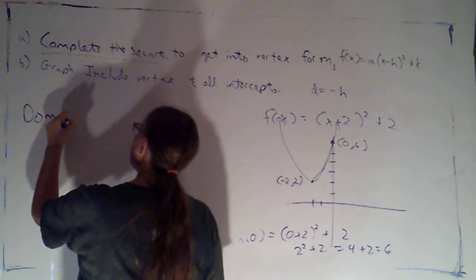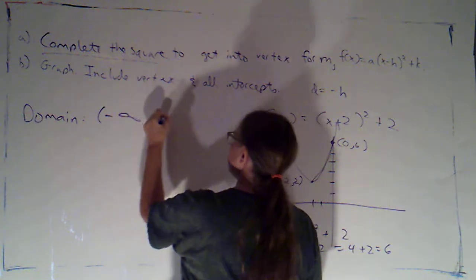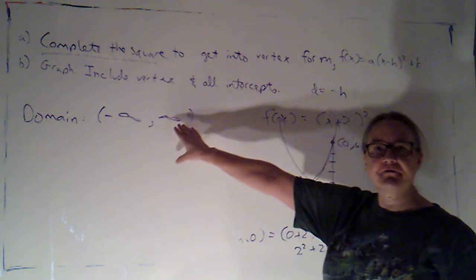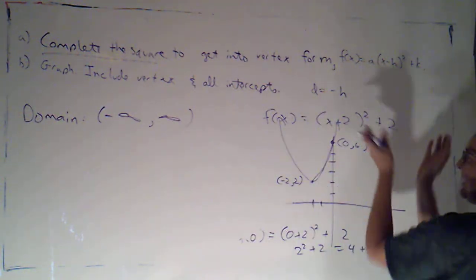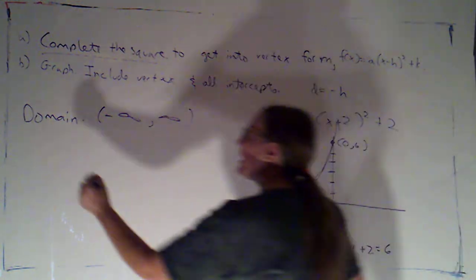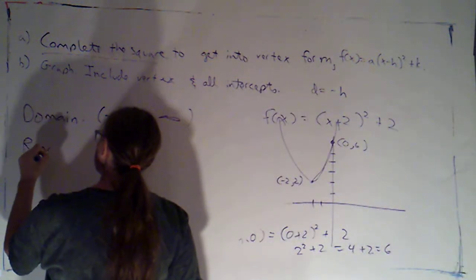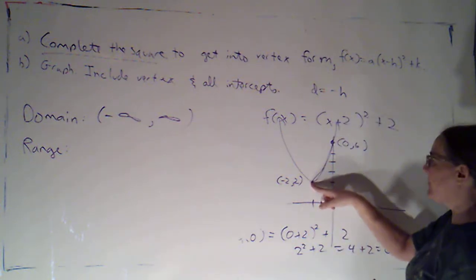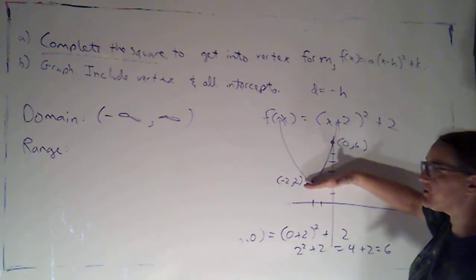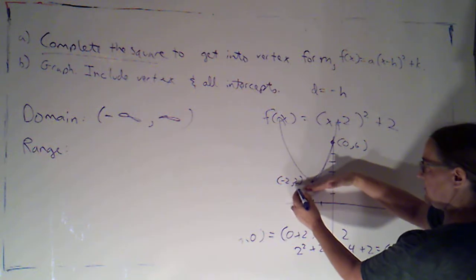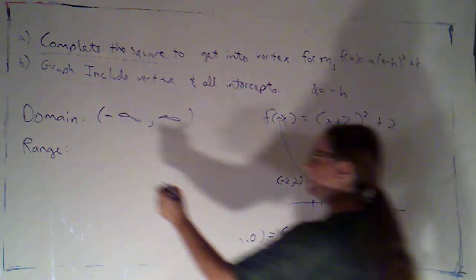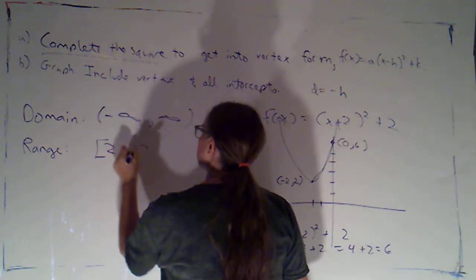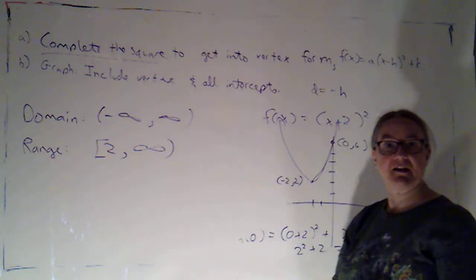So my domain, negative infinity to infinity. That's true for every quadratic function. I can plug in anything I want. My range, well, here the vertex is a low point. So my range is all the y values from the y value here, which is 2, on up. So that would be 2 to infinity.